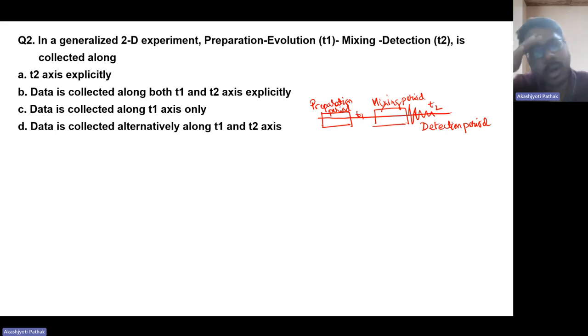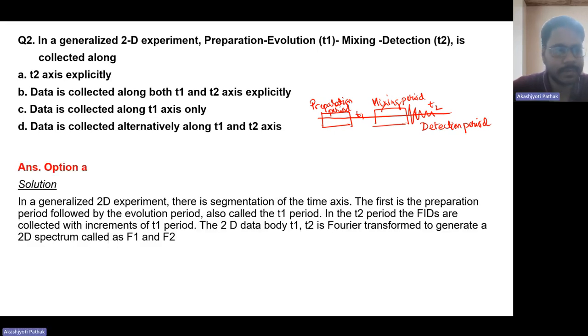So I told you the answer. Based on this, what will be the correct option? The T2 time period is also called the acquisition period, where the data is collected. The actual data is collected in the T2 period, the acquisition period. On Fourier transformation, we will observe the 2D COSY spectra that I was showing you in the previous slide. So the correct answer is option A, the T2 axis explicitly.